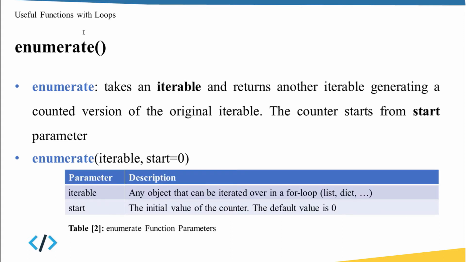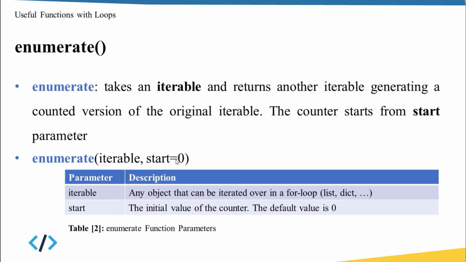Let's see this table which shows these parameter details. The first one, which is iterable, and we know that an iterable is any object that can be iterated over in a for loop, like a list, dictionary, etc. And start is the initial value of the counter, and by default it's 0. So if you don't put anything, the counter will start from 0.